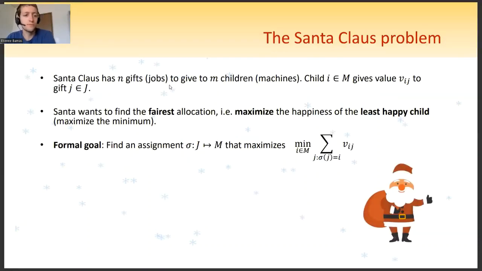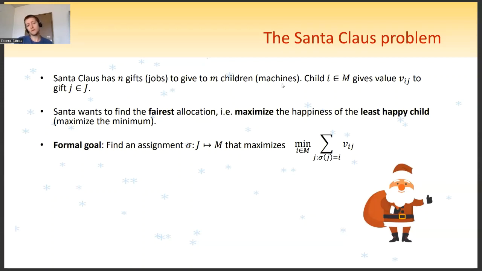It's a classic resource allocation problem in which you have n gifts that have to be allocated to m children, and each gift can be given to at most one child. Each child i gives some value Vij to gift j. These Vij can be unrelated. This is a problem coming from scheduling, so sometimes the gifts are called jobs and the children are called machines.